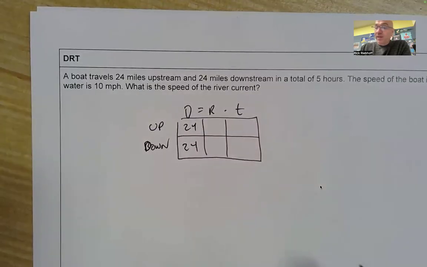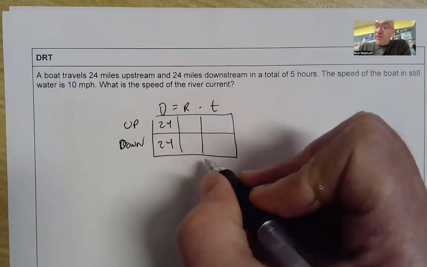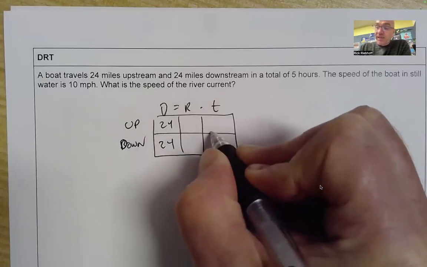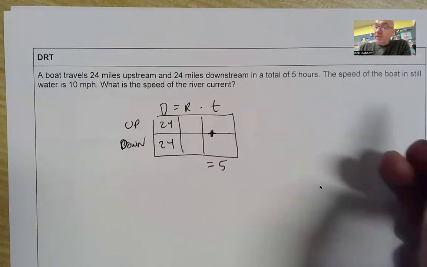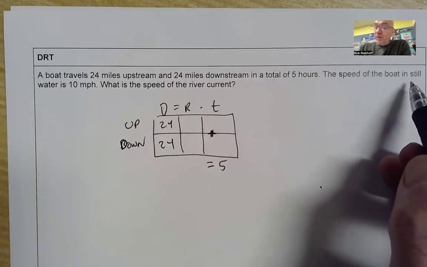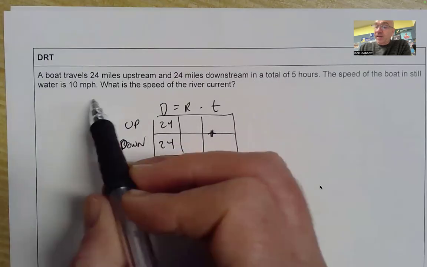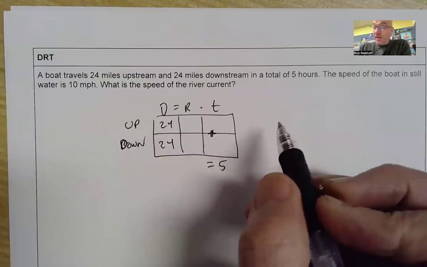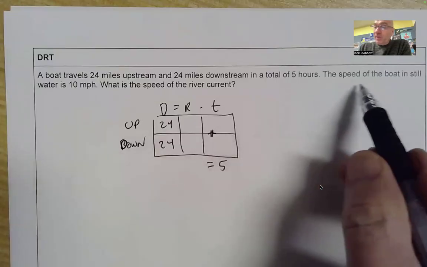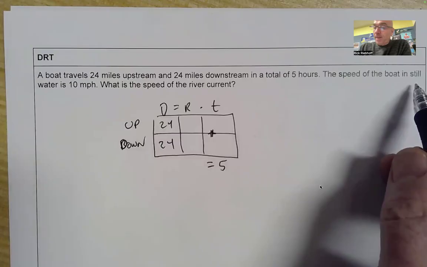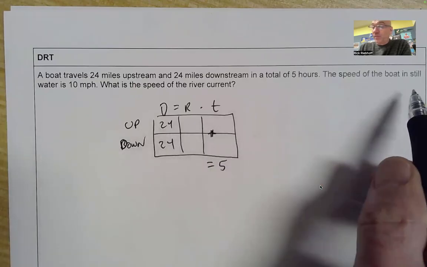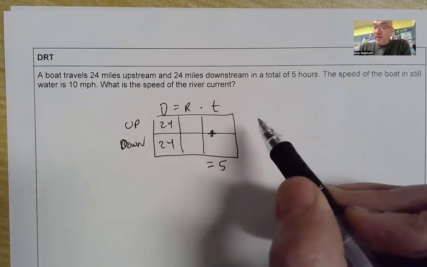Perfect. That's great. In a total of 5 hours. So time equals 5 hours, so this plus this equals 5, right? The speed of the boat in still water is 10 miles an hour. What is the speed of the river current? This is a tricky one. So the speed of the boat in still water is 10 miles an hour, but going up they get an extra little hit, and going down they get the other hit.